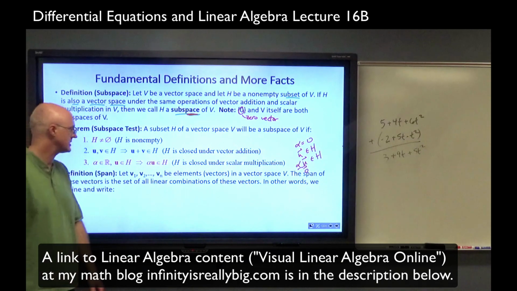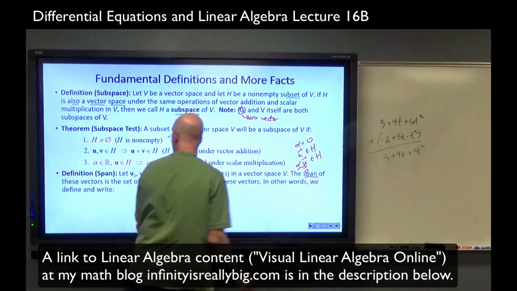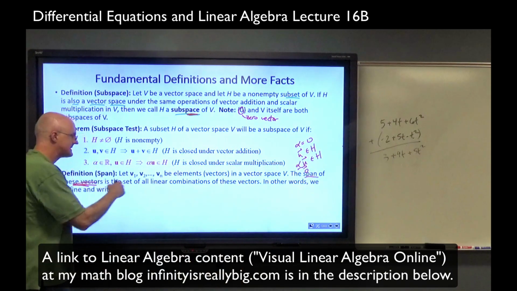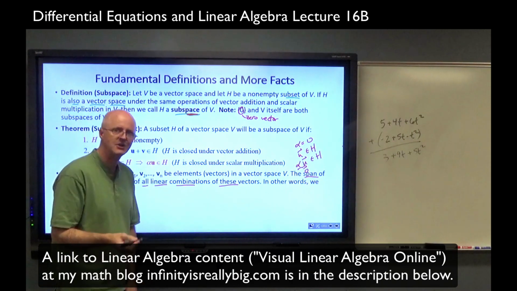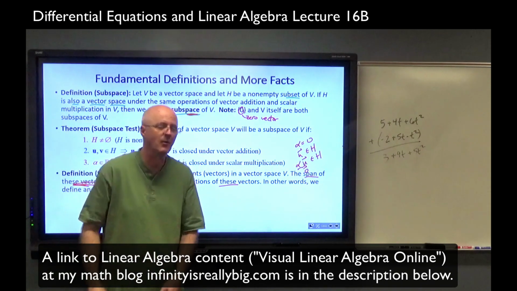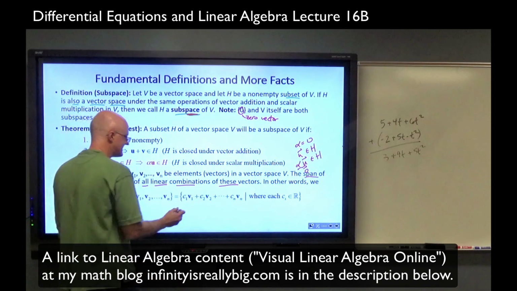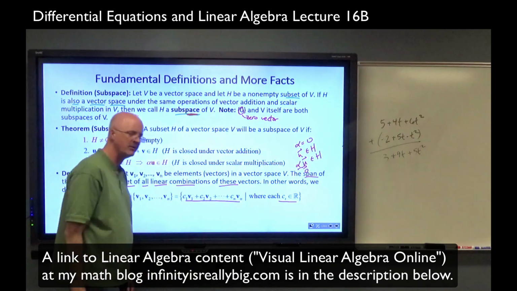Here's a very important definition, the definition of the span of a set of vectors. Let V1 through Vn be elements, vectors in a vector space. The span of these vectors is the set of all linear combinations of these vectors, where a linear combination of those vectors is a sum with arbitrary scalars in front of them, arbitrary weights. Notationally, we can write this: the span of V1 through Vn is the set of everything that looks like this, where the Ci's range over all real numbers.